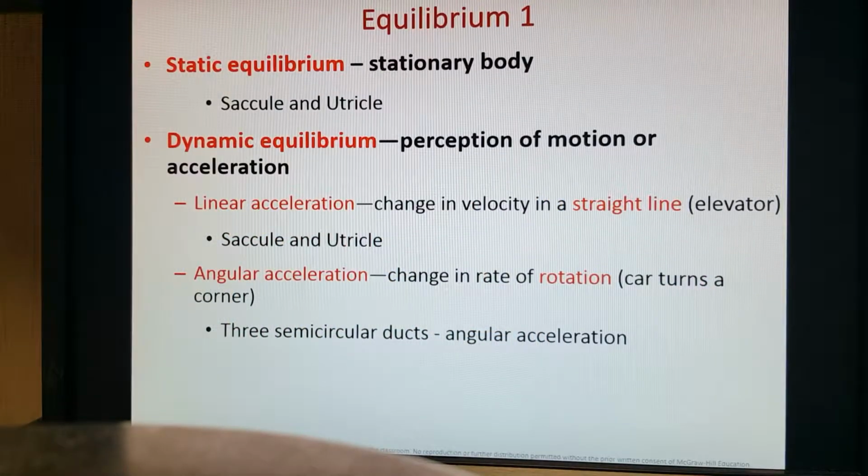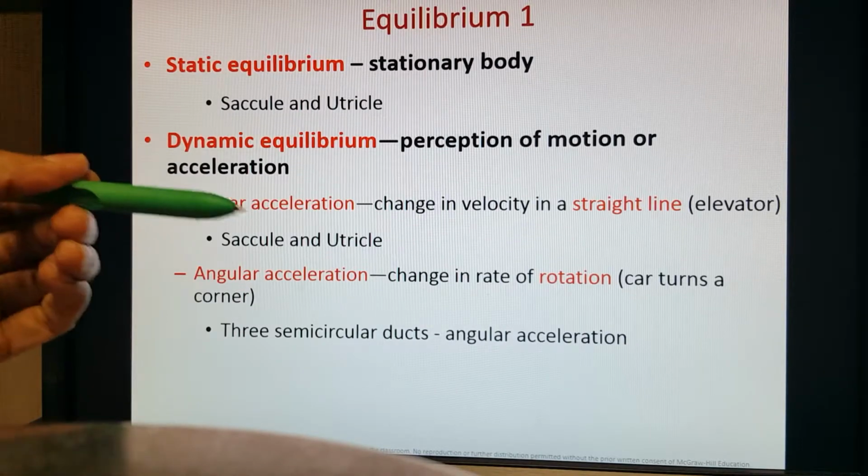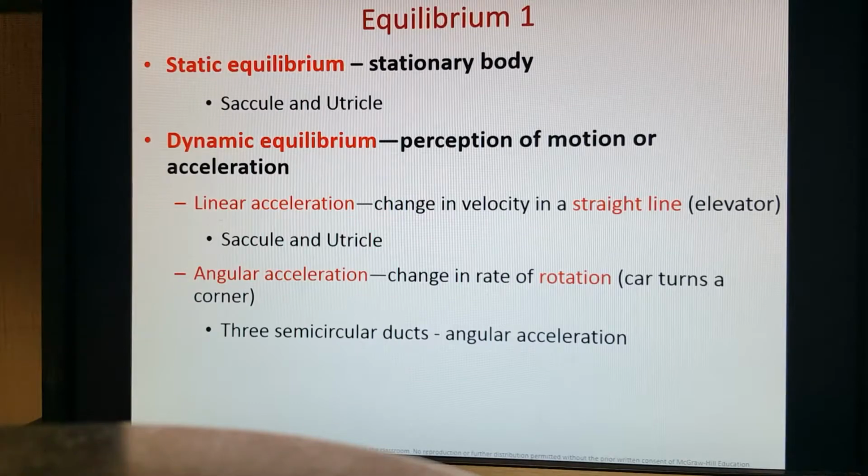With those two different structures, you have your static equilibrium. This is looking at your head position when your body is stationary. Then dynamic or moving equilibrium is when there's either motion or acceleration. There are two types of acceleration. You have linear acceleration, where you're moving in a straight line. For example, when you're moving in an elevator, that still causes changes in the fluid in your inner ear structures of your saccule and utricle, telling your brain that you are moving up and down.